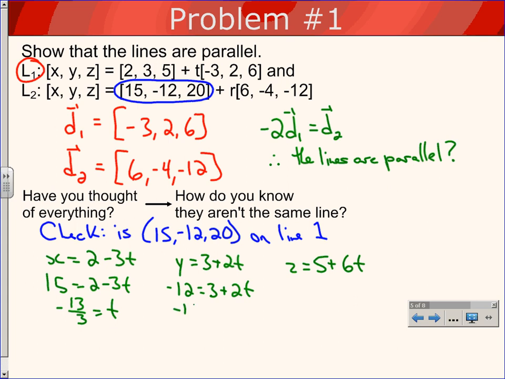And that's minus 15 over 2 equals t. So I don't even need to consider the third one, right? I got different values of t. So I can say, therefore, the point isn't on the line.